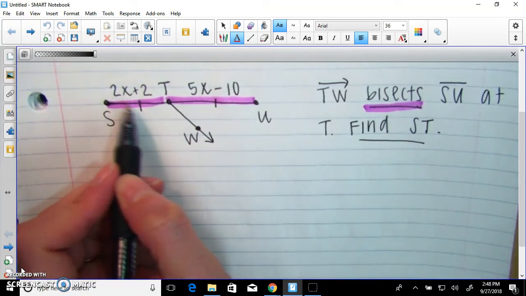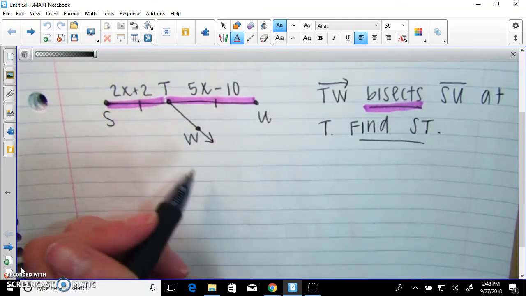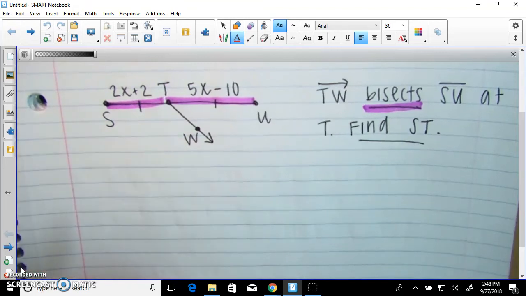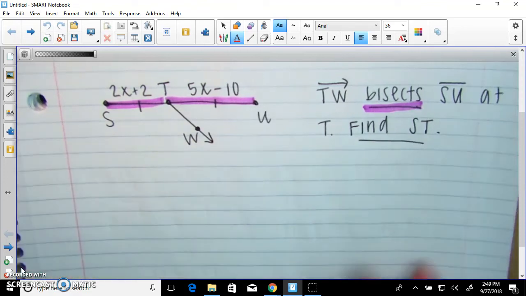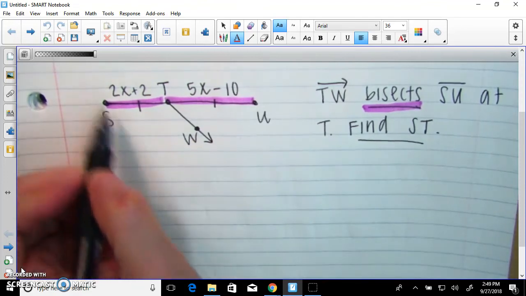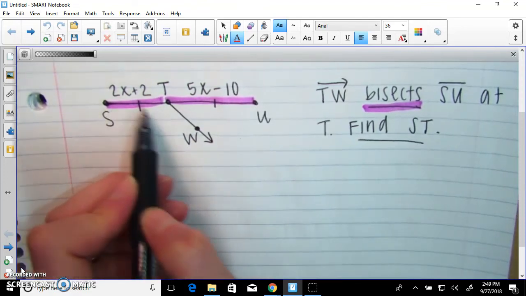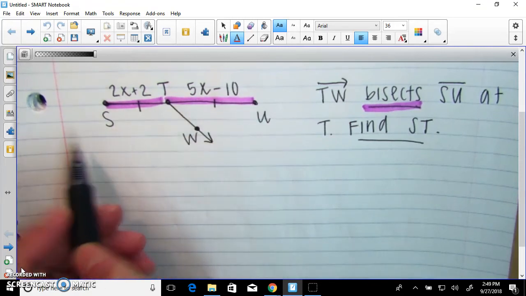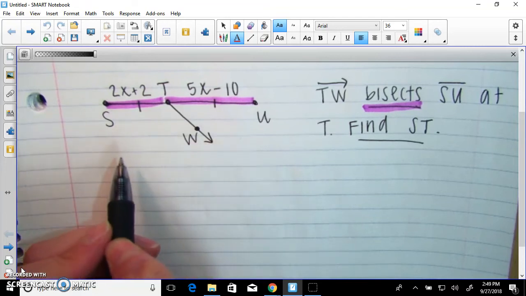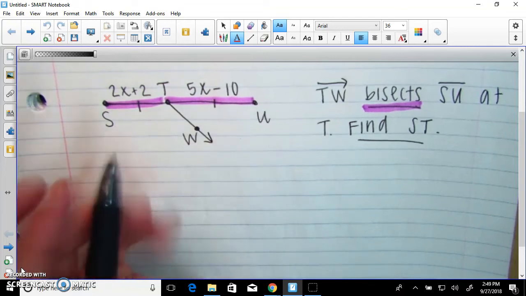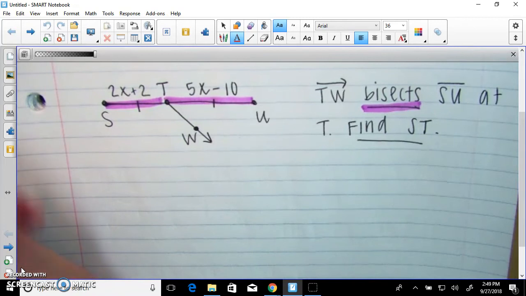Well, ST has a variable in it, so it tells me we're going to have to do a little bit of algebra. So let's use what we know. One thing we could do if we're looking at segment addition postulate is think about how the 2 parts together equal a whole. That would be great if I knew the entire length SU, but we don't know anything about that. So we're actually going to rely on what we know about bisectors.